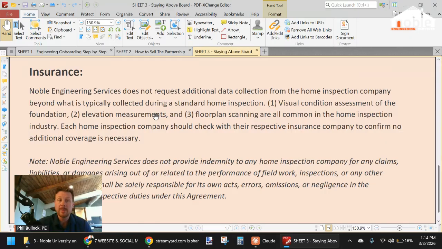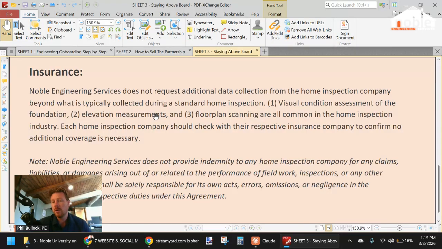A lot of home inspectors already gather elevation measurements, maybe not every single one that we would have you gather, but you're taking measurements throughout the home with a zip level. It's a very common device, and a lot of inspectors carry zip levels even if they're not doing work for engineers. And then you scan a floor plan. That's certainly a service that you provide as a home inspector.